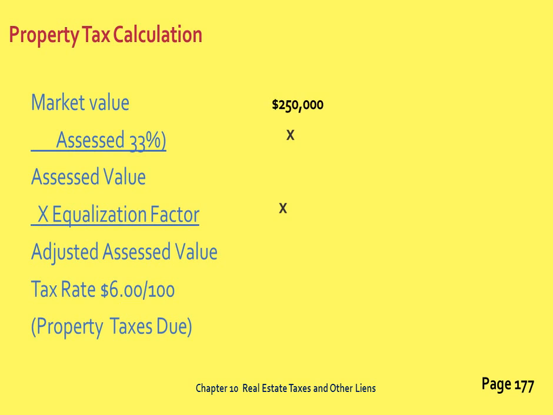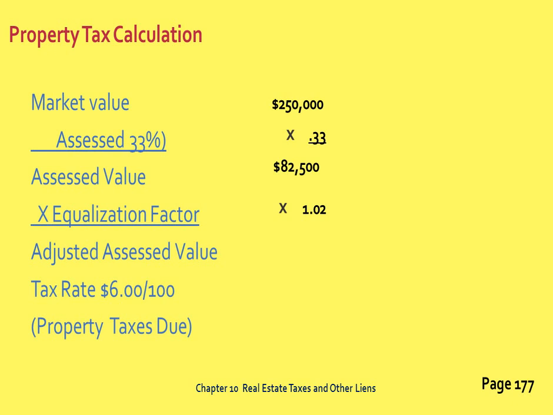Equalization factors are computed by townships. The township assessors compute the equalization factor for each township. It has the effect of taking, within each township of a county, adjusting the assessed value. So that's what we're going to base our taxes on, the adjusted assessed value, in this case of $84,150.